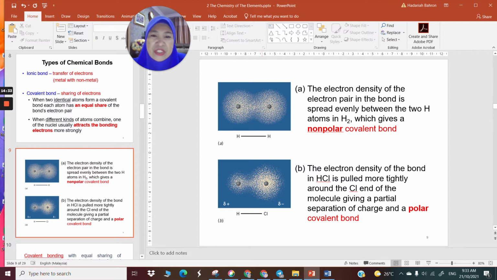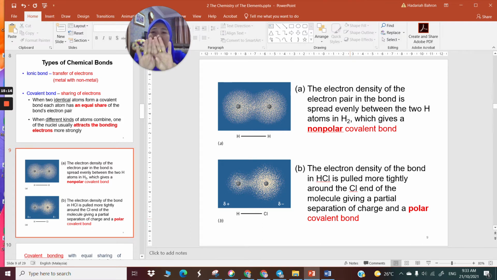This is an illustration. When you have two hydrogens, you can see very well here that the electrons are shared equally between the two atoms of hydrogen when it makes hydrogen gas, H2. Whereas when you have HCl, here in the example hydrogen and chlorine, you will see that the electron density of this bonding electron is pulled more tightly around the chlorine end of the molecule, giving a partial separation of charge and a polar covalent bond.